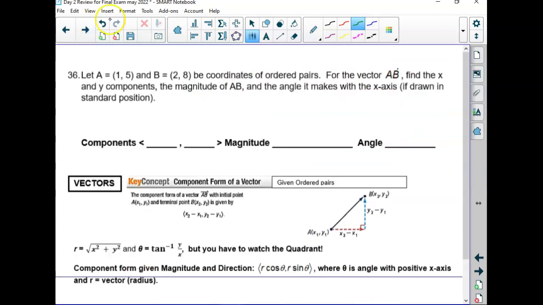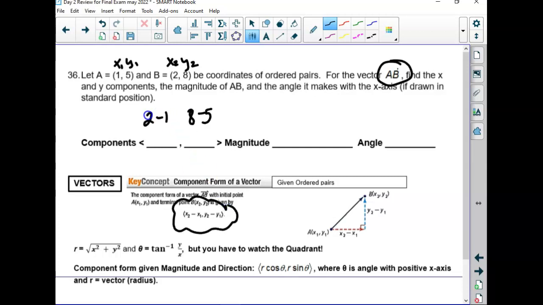Any questions on that one? All right, this is the icky one where you're given a plain old ordered pair, x1, y1, x2, y2, and it says find the vector a to b, so you have to do this business, okay? So it'd be 2 minus 1 and 8 minus 5, which would be 1, 3. And how do you find the magnitude? Now we have components, so we can do 1 squared plus 3 squared, which would be square root of 10, and I'm just going to leave it.